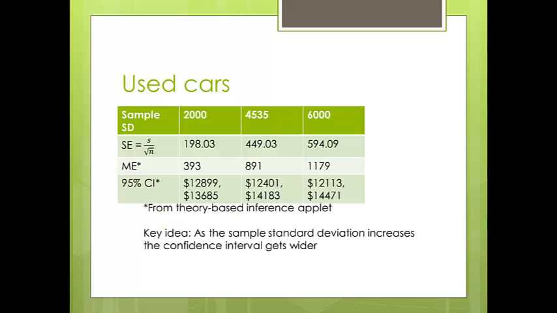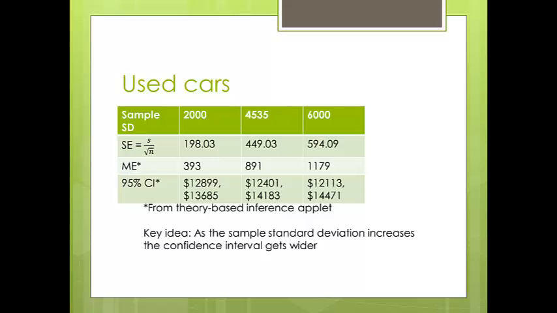Well, we used the theory-based applet to find the following out. We changed the standard deviation to something smaller and something larger, and we looked to see what the impact was. You'll notice that the middle column shows us the standard error for the real data with a standard deviation of $4,535. Notice that when we reduce the sample standard deviation, that's S, down to 2,000, that standard error gets smaller. When we move it up to 6,000, the standard error gets bigger. So, what's the relationship we see here?